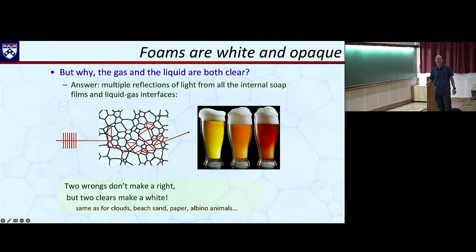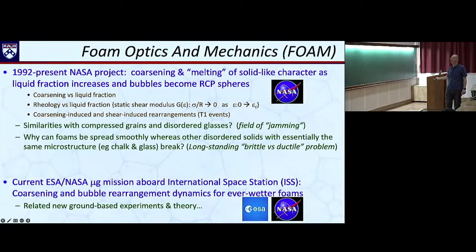Funny things happen, like the photons can channel inside plateau borders. So there's some cool transport physics there too. All right, so moving on, starting to segue into the coarsening stuff.